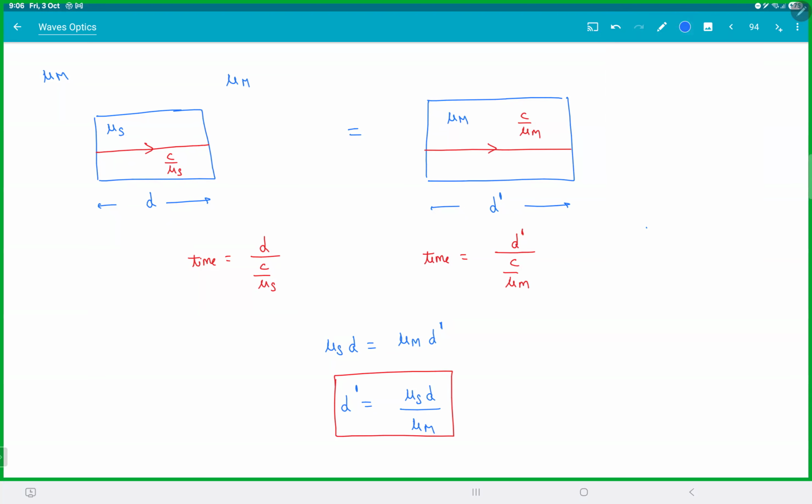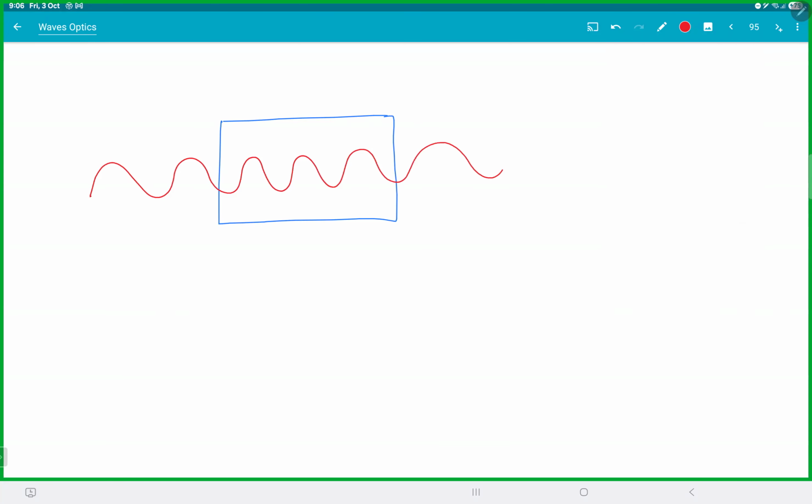Clear with this? So exactly what is happening here? Why does it feel like it is traveling more? Think of it like this. Suppose you actually have a slab. If you remember, the speed of light decreases, so wavelength also decreases. So if you have a wave, the moment the wave enters inside, it gets compressed. Here the wavelength becomes lambda by mu.